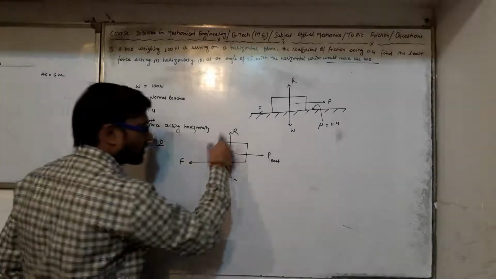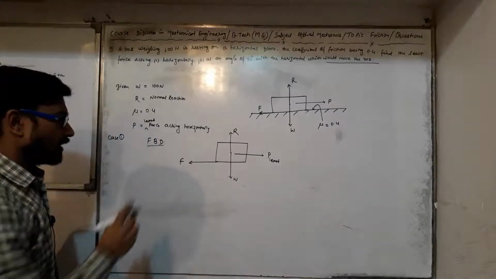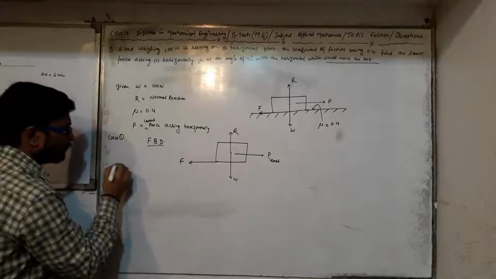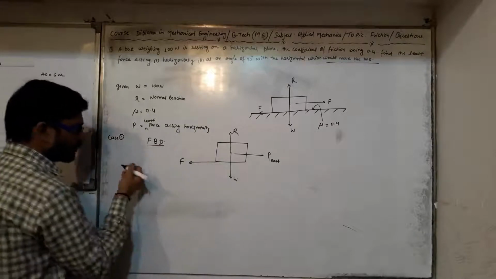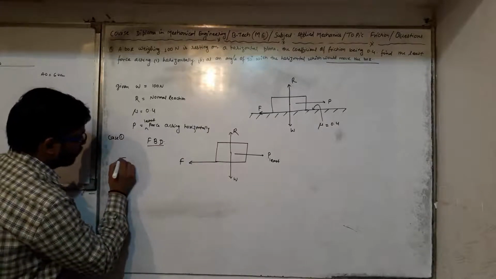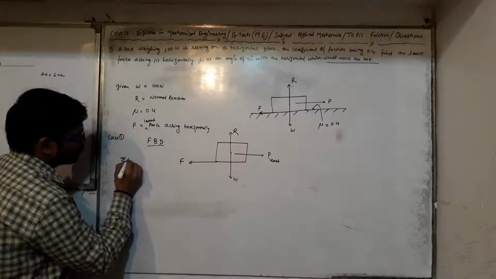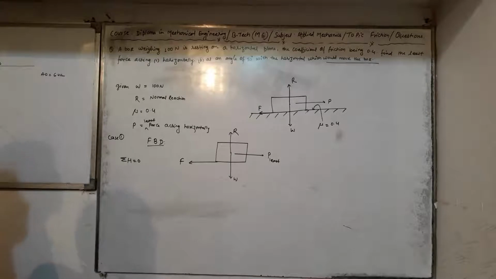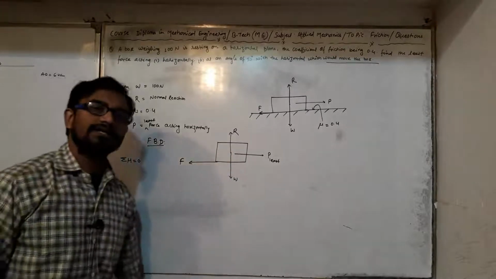And now the body is about to move. So this is the case of equilibrium. So we are getting two equations. One is summation of horizontal forces equals 0. Summation of all horizontal forces is equal to 0, so that the system is horizontally balanced.